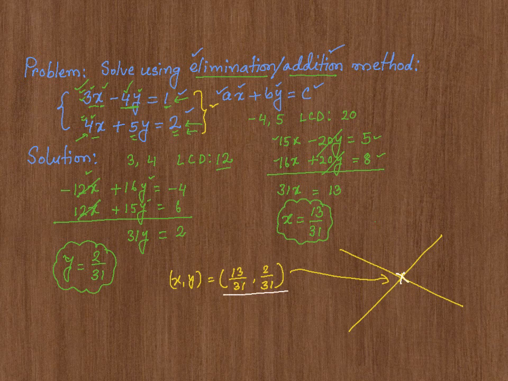So in essence, when we are trying to find the solution for a system of linear equations, we are finding the coordinates of the point of intersection. These coordinates are going to satisfy both of these equations, this one and this one.